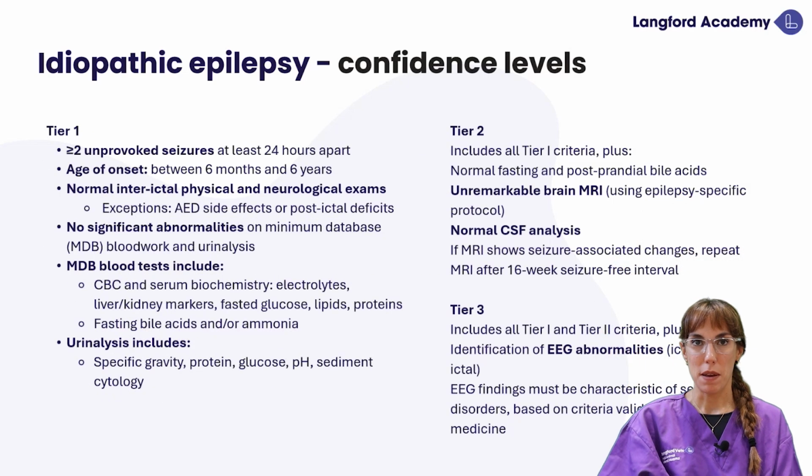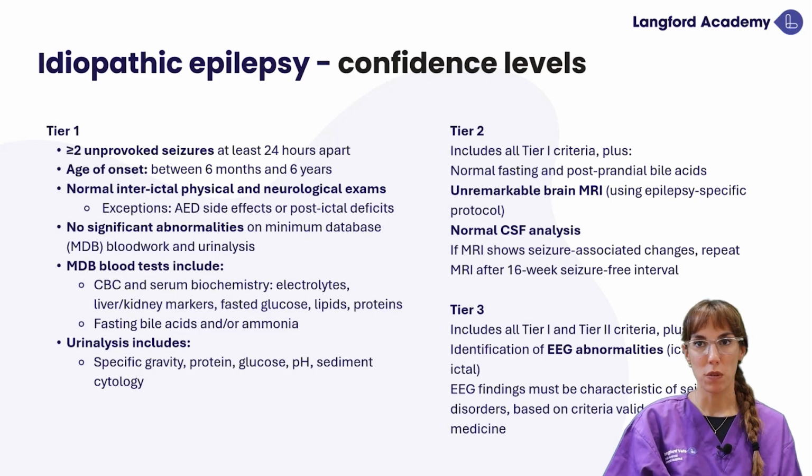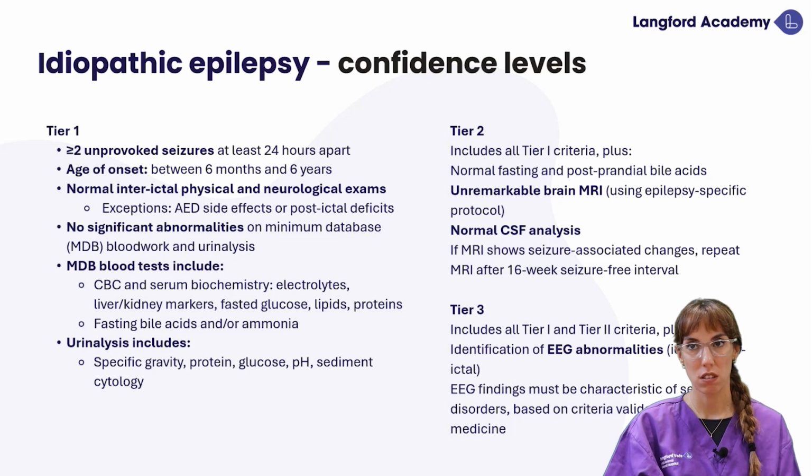So idiopathic epilepsy confidence levels. Idiopathic epilepsy tier levels according to the 2015 Epilepsy Task Force. You've got 3 tiers, and it's a bit like stacking clues, from educated guess to hard proof. Your tier 1 is the basics, so the lowest level of confidence.